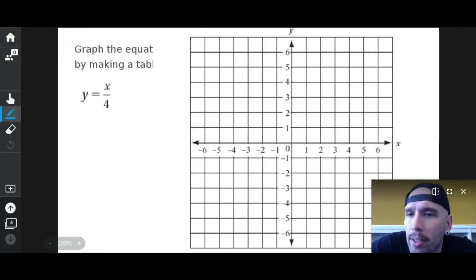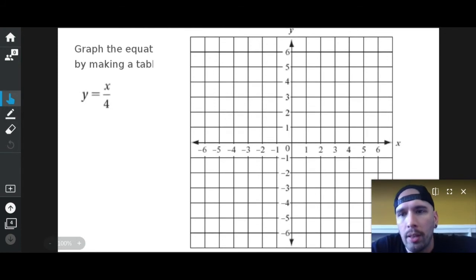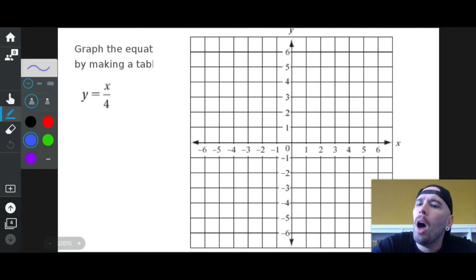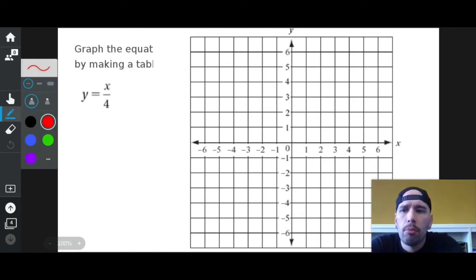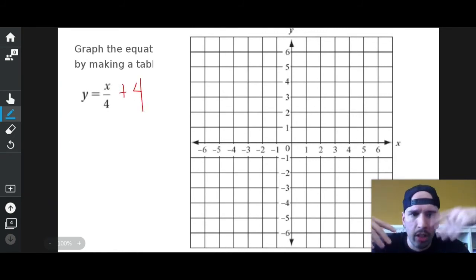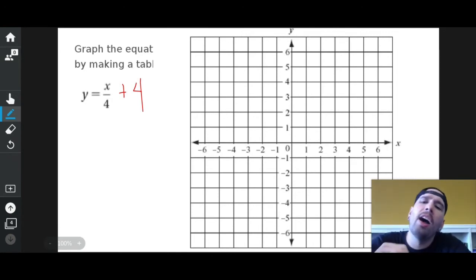Graph the equation by making a table. Oh no. My picture is completely ruined. Well, let's see if I can do anything. Let's see if I can move anything. Nope. So I guess when I turn this into a little smartboard thing, it didn't work. Let's add 4. How about that? So I'm just going to make it 4 now. I have y equals x over 4 plus 4.